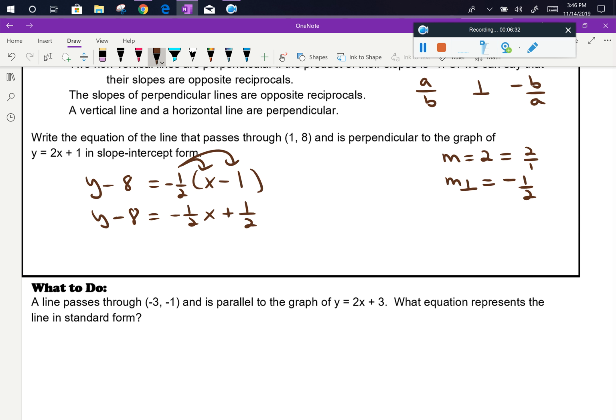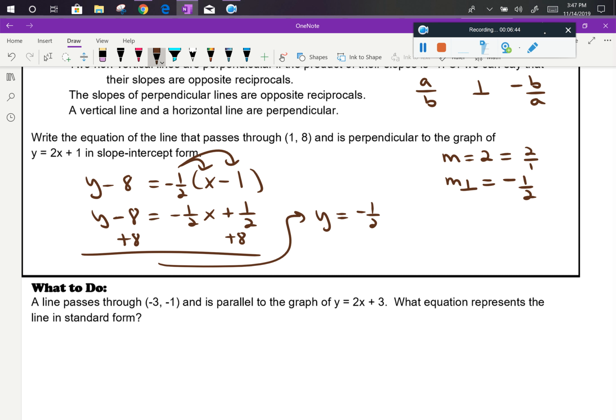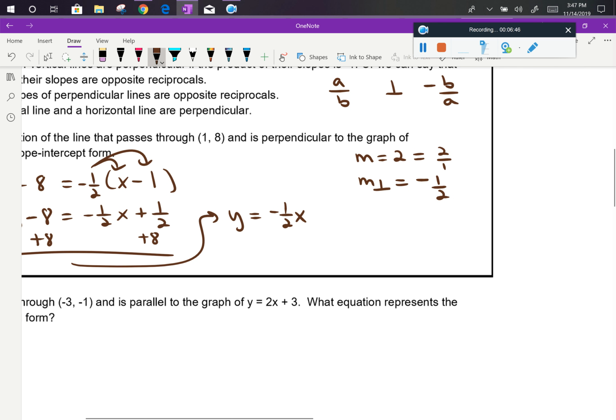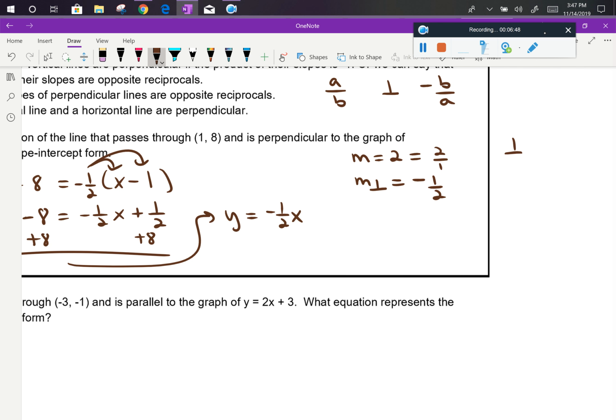All right, next. I need y to be all the way alone, so I've got to add 8 to each side. Now, this is a little bit more awkward, but it's not terrible. I'm just going to come over here so I have some extra space. I've got y equals negative 1/2 x. Now, let's not panic over that addition, right? We've got a half plus 8. We know we need a common denominator.